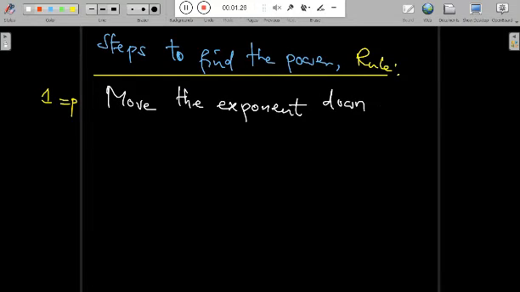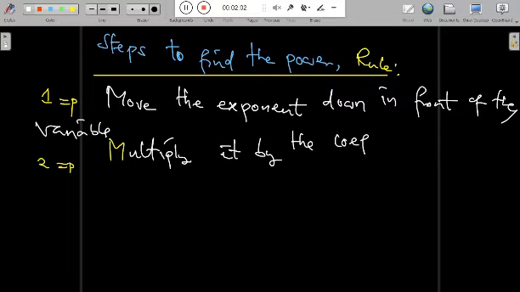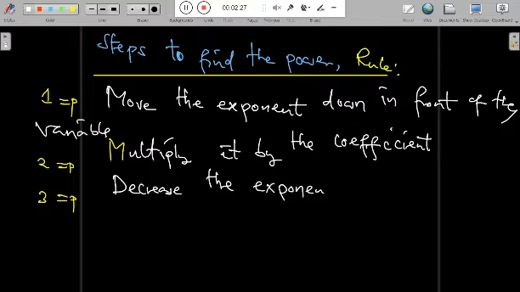The first step is to move the exponent down in front of the variable. Second, multiply it by its coefficient. And third, decrease the exponent by 1.